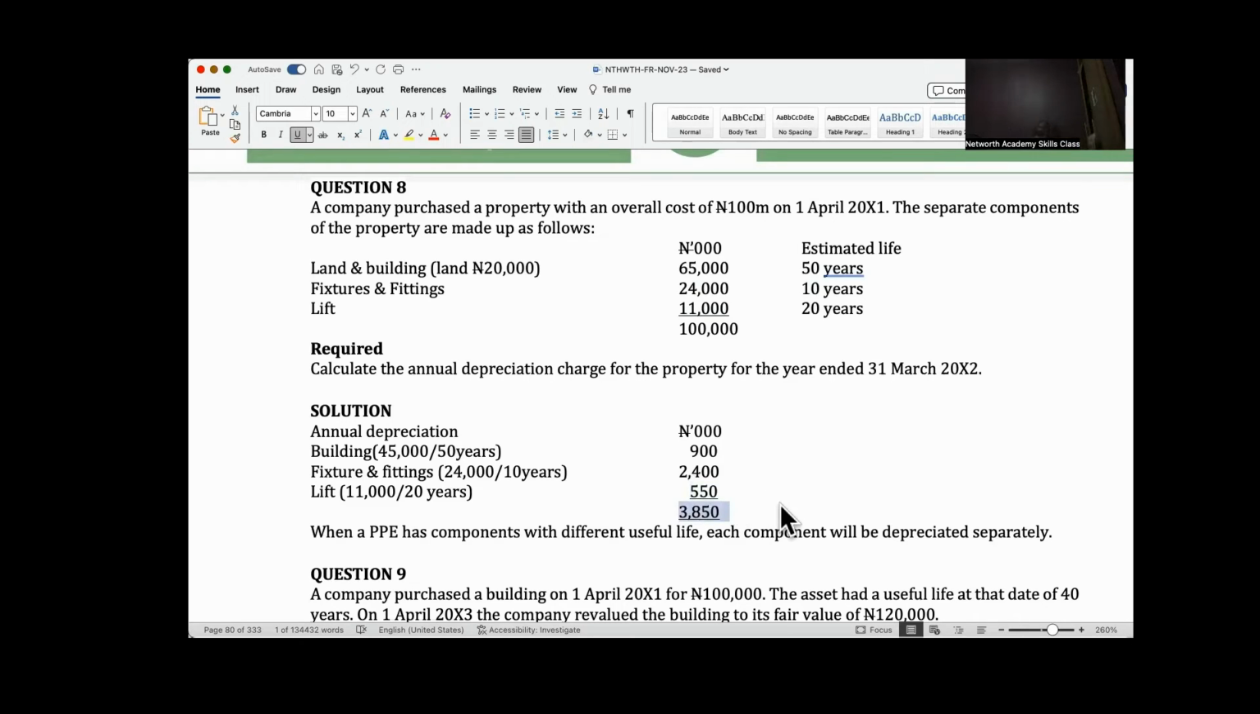3,850. So what this question is teaching you is that when you have an asset that has separate components, and each component has its own separate useful life, you have to do your depreciation separately.